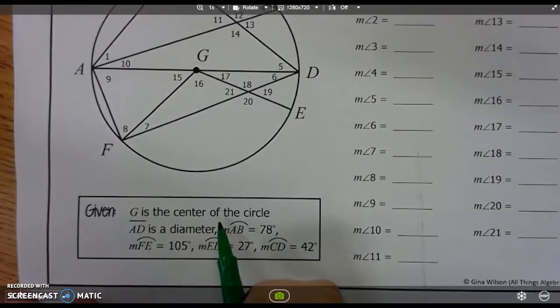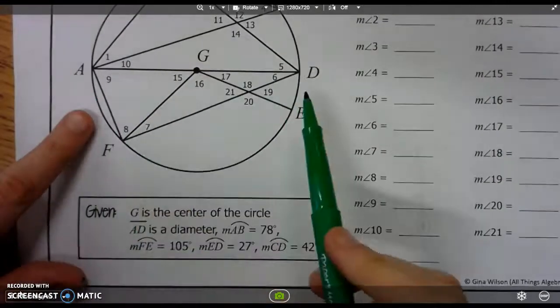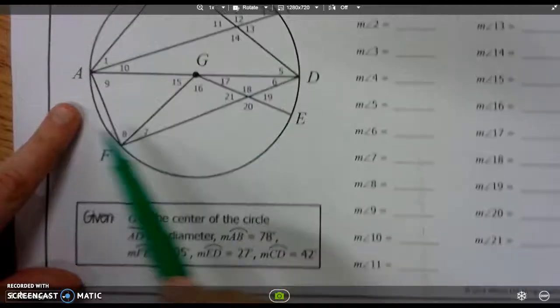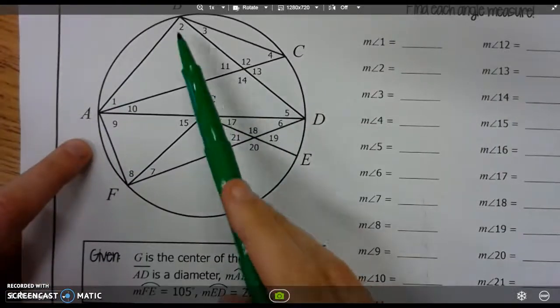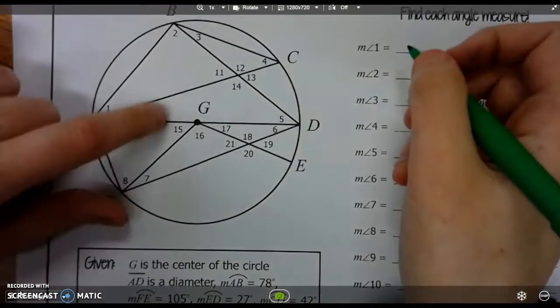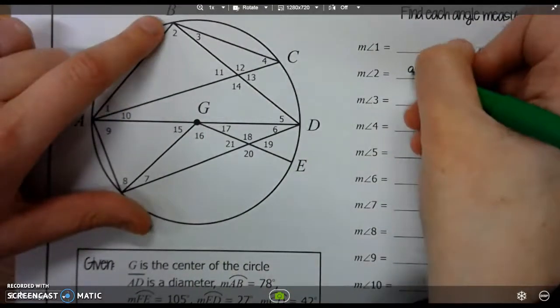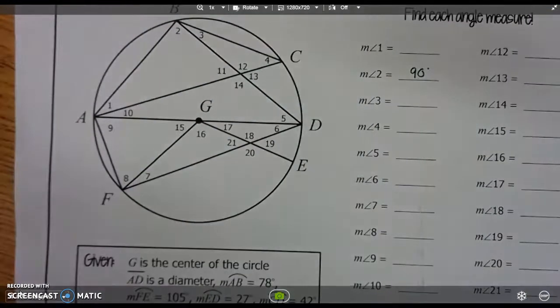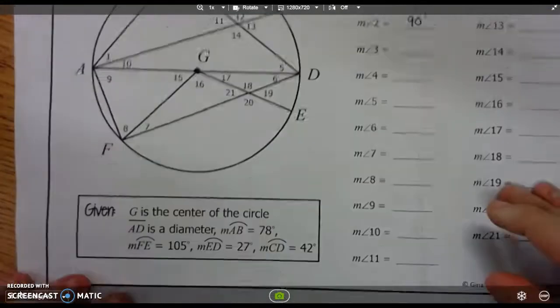So it says G is the center of the circle. AD is a diameter. So A to D, that means that we're going to have some 180 stuff maybe, right? Ooh, there it is. 2 opens to that, so I know 2 is half of 180. I already got 2. This is kind of what we're doing.